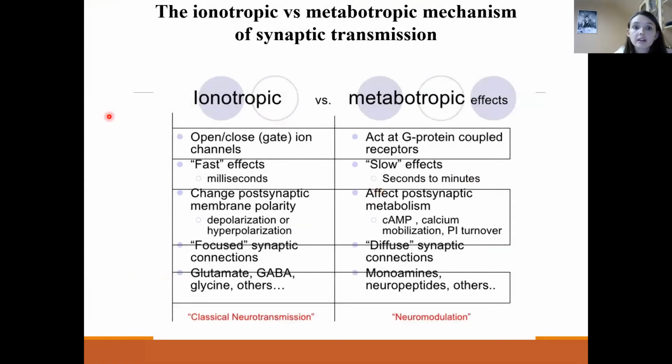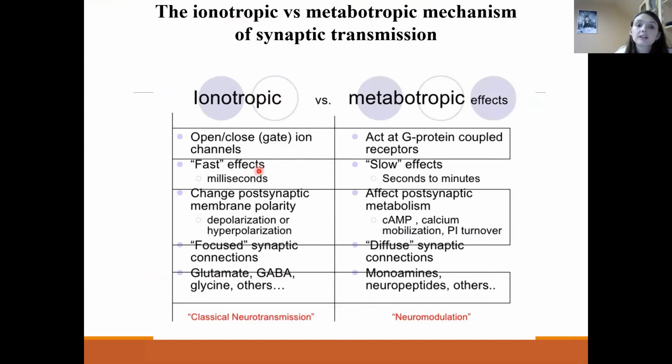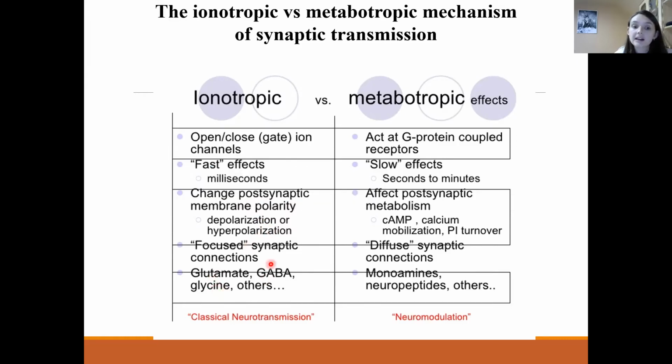So here let us compare the ionotropic and metabotropic mechanisms of synaptic transmission. As I told you, in the ionotropic variant, the ion channel will open and ions will flow inside the cell. This kind of effect will be very fast, and it will very quickly change the charge of the postsynaptic membrane to a depolarization or hyperpolarization state. Examples of such neurotransmitters are glutamate, glycine, and GABA.